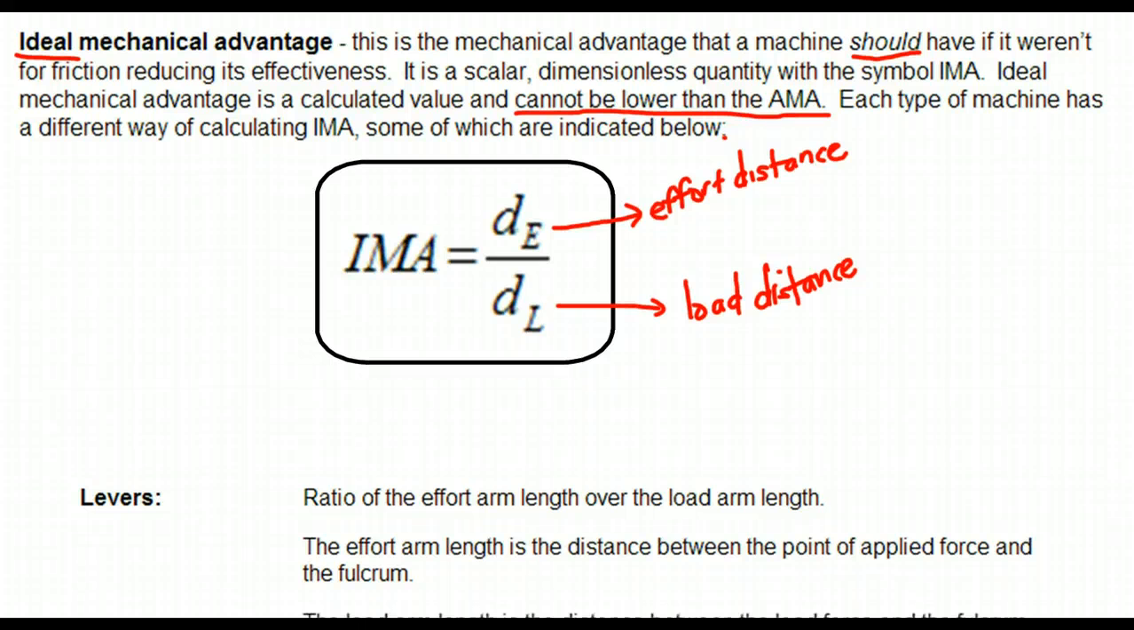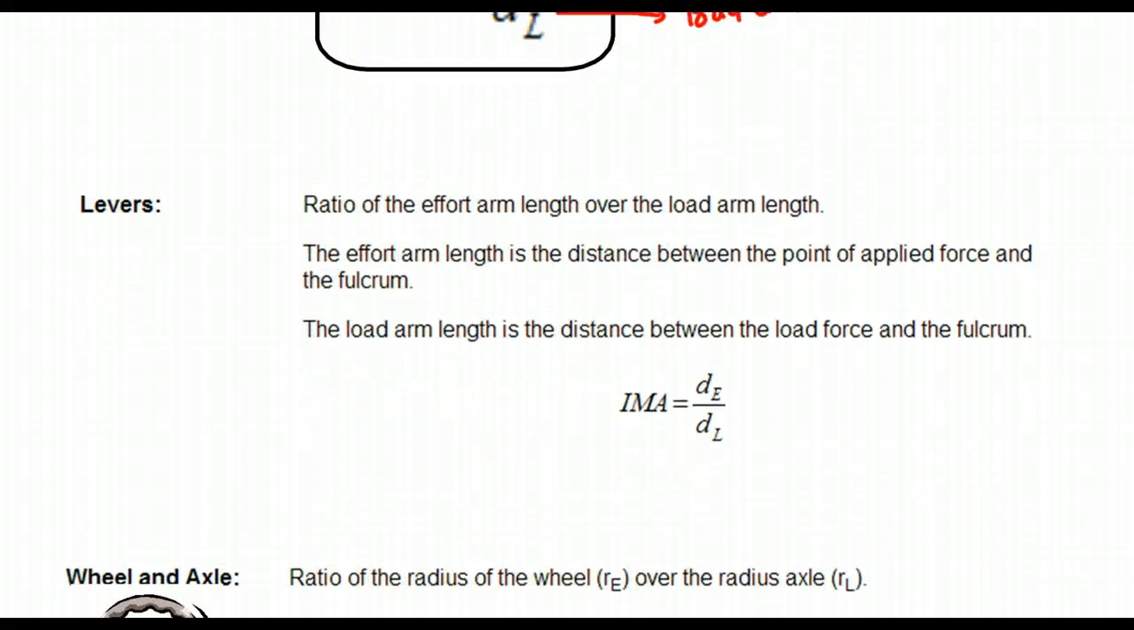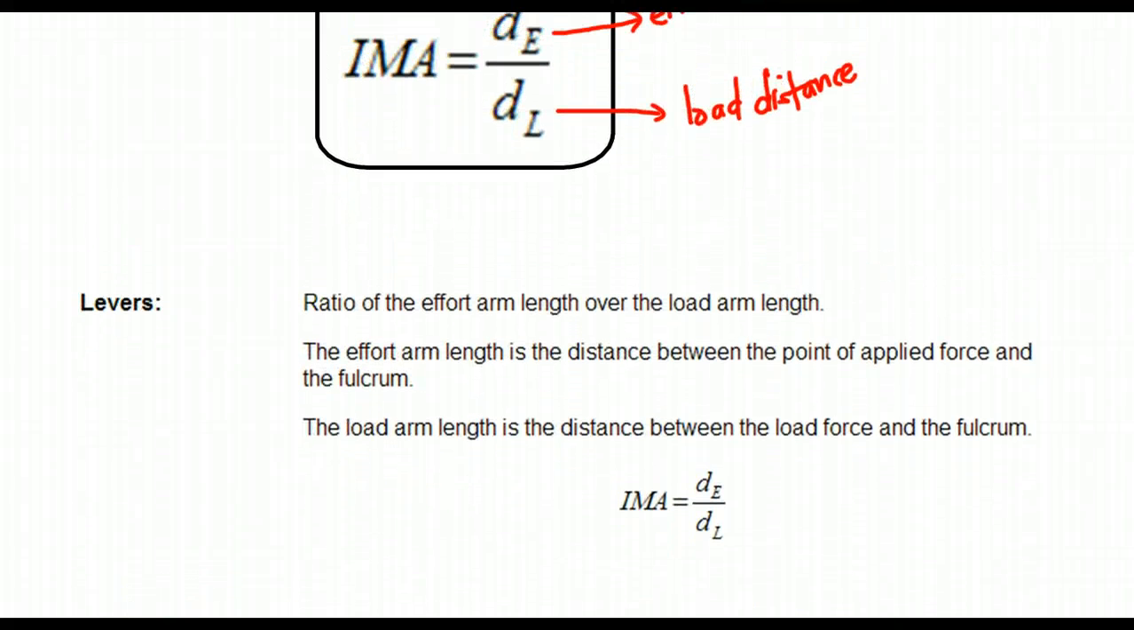Okay, so let's look at how this might change a little bit depending on the type of machine that we're talking about. So levers we are familiar with, okay? When we're calculating the IMA for a lever, it's the ratio of effort arm length over the load arm length. So the effort arm is the distance between the point of applied force and the fulcrum. So applied force and the fulcrum equals your effort distance.